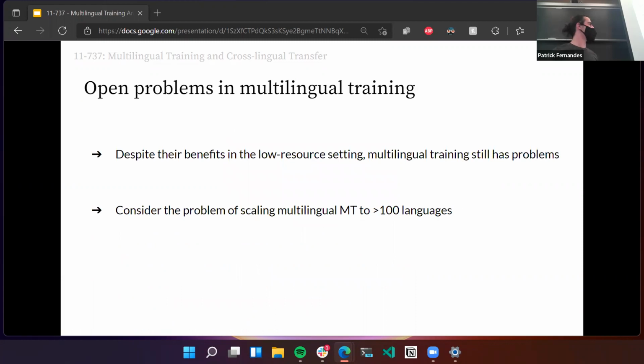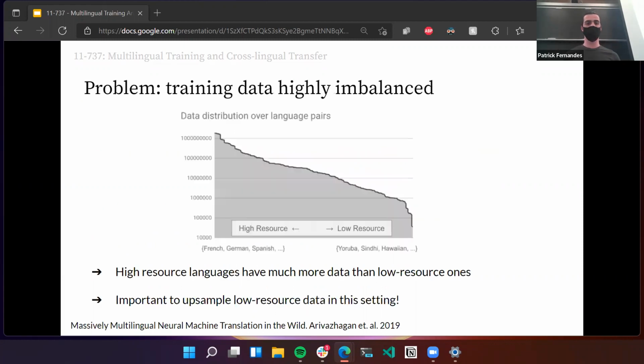However, not all is perfect, and there are problems with these frameworks. Consider the problem of scaling an MT model to over 100 languages. This is normally called massively multilingual MT. The first issue you're going to run into is that your training data is going to be highly imbalanced. High resource languages, as you've seen before, have way more data than low resource ones. And if you just naively train on this, your model might not learn to translate from the low resource languages at all. It might completely ignore them.